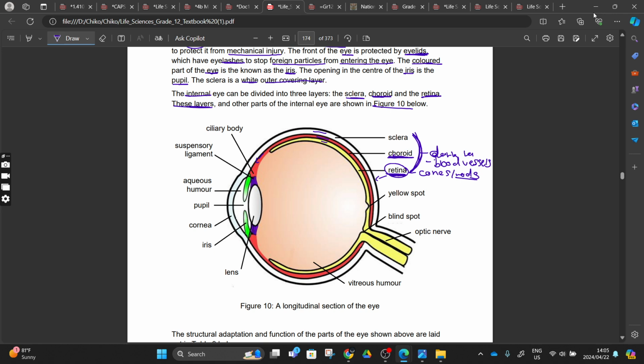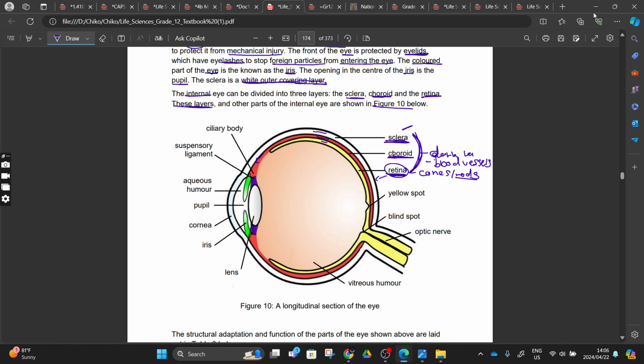Then we have our outer layer, which is our sclera, the white outer covering layer. They say it's inelastic, it does not bounce. It's rigid, something that doesn't stretch, and it forms a ball. For us to have this ball, we have this sclera.